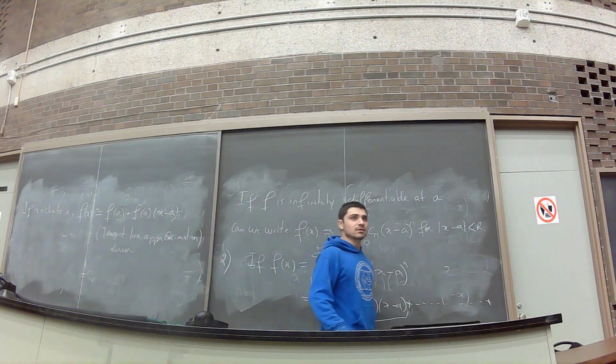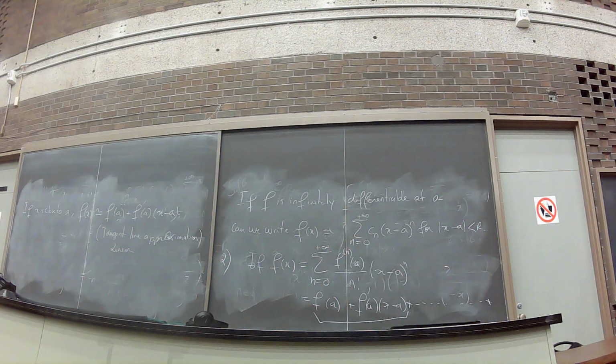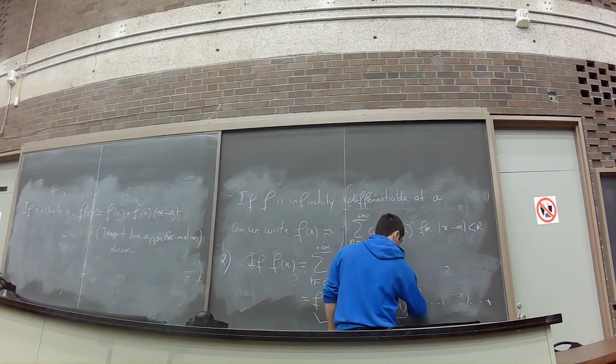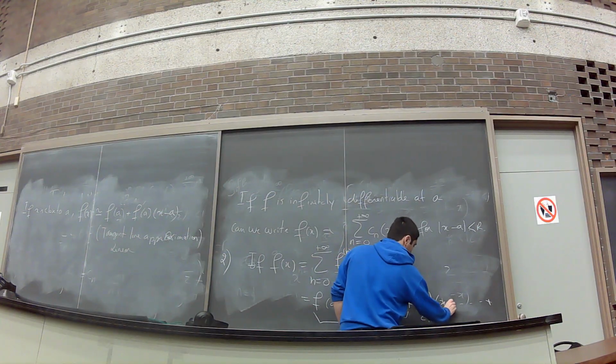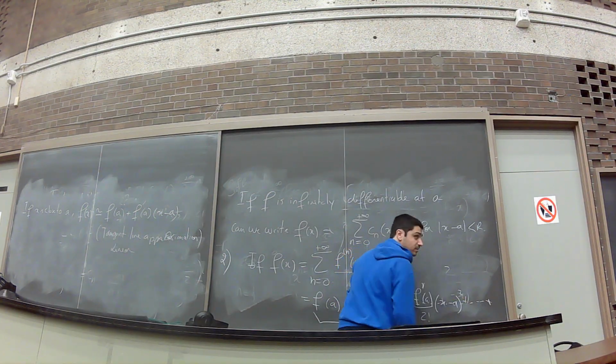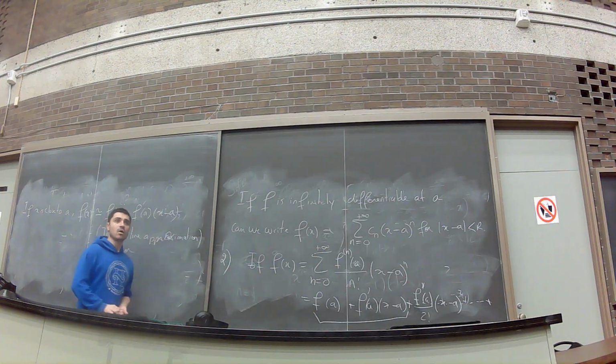Now, what is the degree of x minus a? To what degree does it go? It's linear. So what is the degree of this? 1. Now, can you perhaps do better than this? Can you do better than the degree 1? The answer is that you may be able to, by considering terms of higher degree. What is the term of higher degree that you would consider here? f double prime of a over 2 factorial times x minus a squared. Okay?